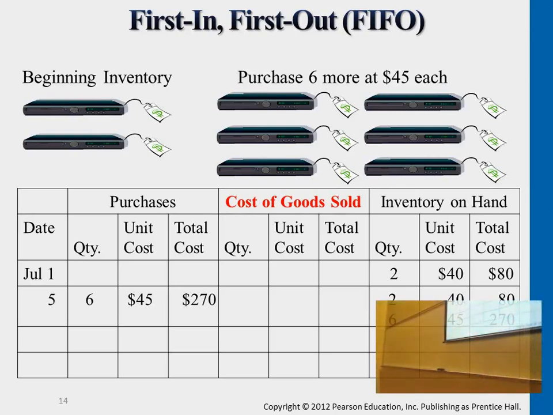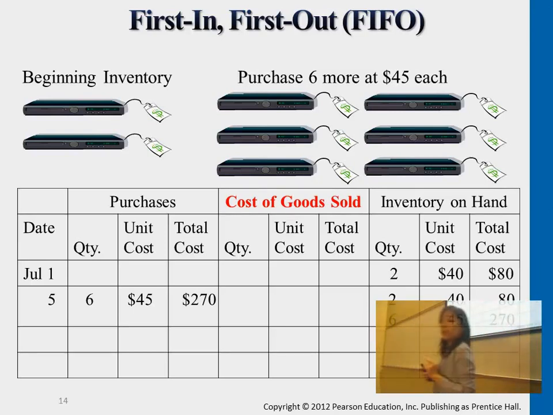Okay. So if we apply first in, first out, now if we want to sell 4 sets of DVD players to customers, can you tell me how we should assign the cost to these transactions? We have 2 sets of DVD players at $40 that were purchased earlier, and later on, 6 more DVD sets at $45. So if I want to sell 4 sets of DVD players, should I assign them at $40 or $45? $45 for all 4, or just for a couple of them?